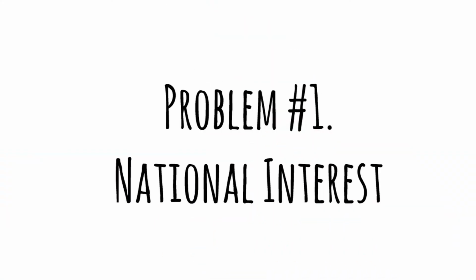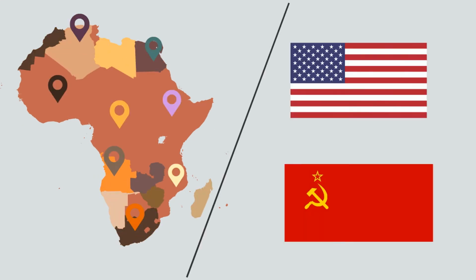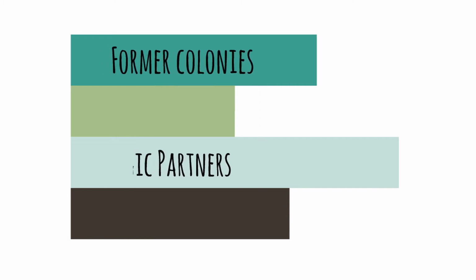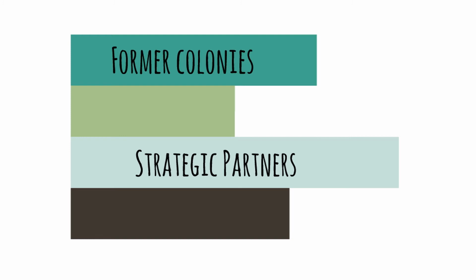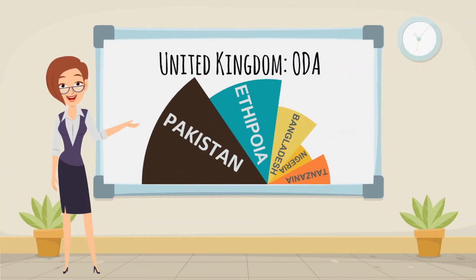Problem 1. National interest. After colonies gained their independence and the Cold War ended, there was a lot less interest in using aid for geopolitical reasons. Nevertheless, donor countries are still inclined to give aid to former colonies or strategic partners. For example, a lot of the UK's official development assistance targets its former colonies like Ethiopia, Pakistan, and Nigeria.